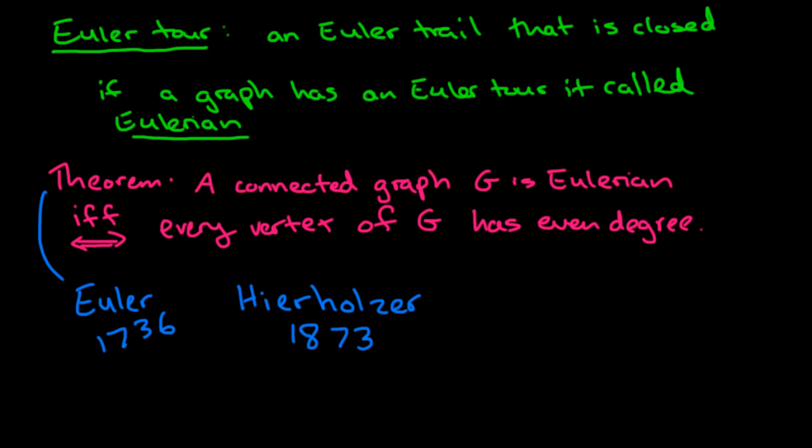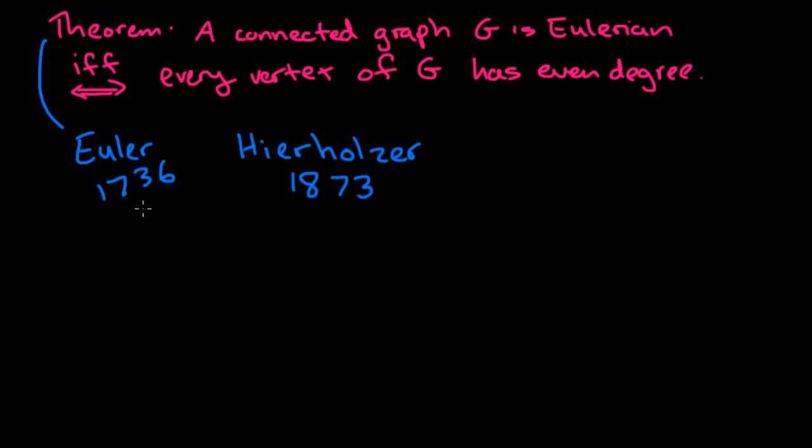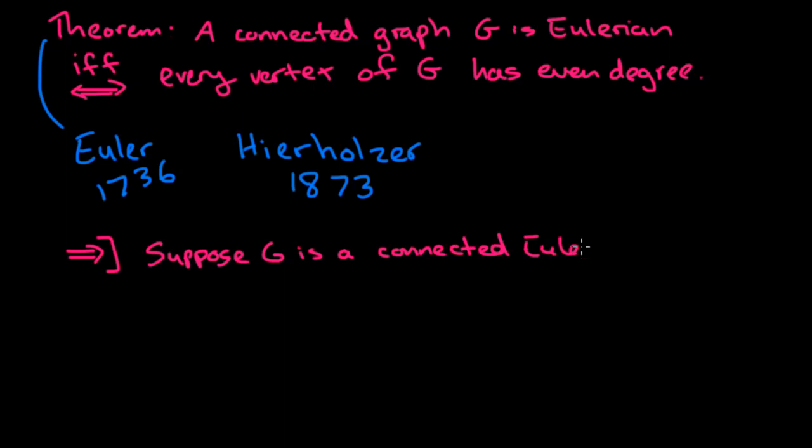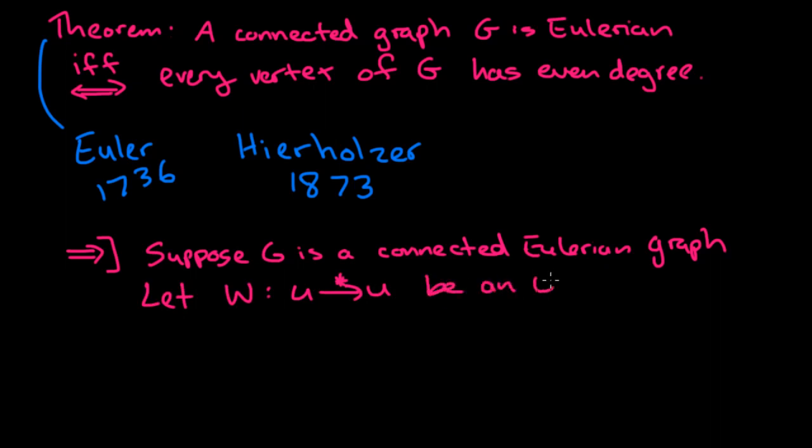So let's take a look at a proof. Now the first part is quite straightforward because if we suppose that the graph is Eulerian, it's easy to show that every vertex will have an even degree. So that's this direction. We'll say suppose G is a connected Eulerian graph. So that means that it has an Euler tour. So let W, which goes from a vertex U and goes back to the same vertex because it's closed, be an Euler tour.